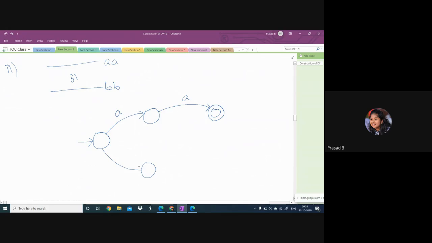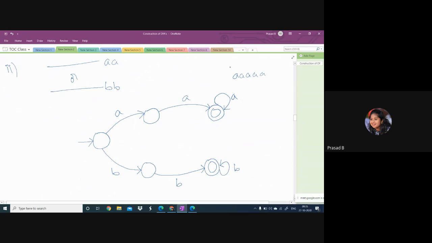Ending with BB. The smallest string is BB. Okay. Ending with AA. As long as A comes, it is ending with AA. Ending with BB. As long as B comes, it is ending with BB.